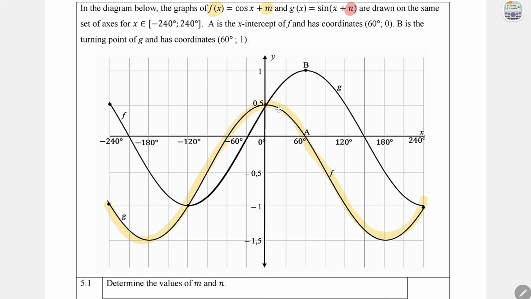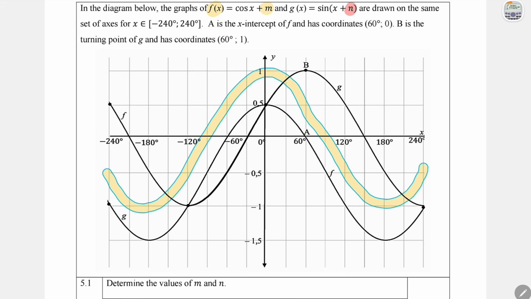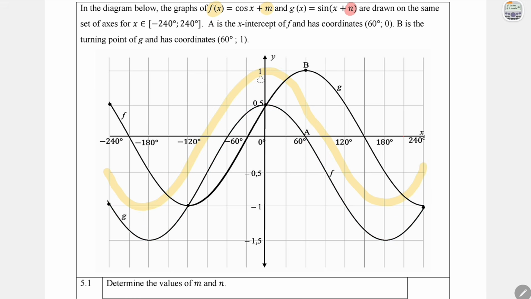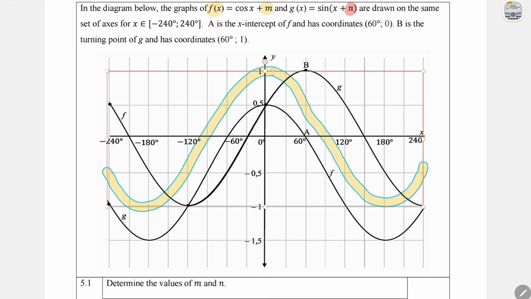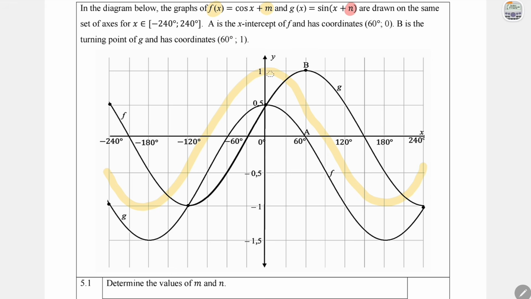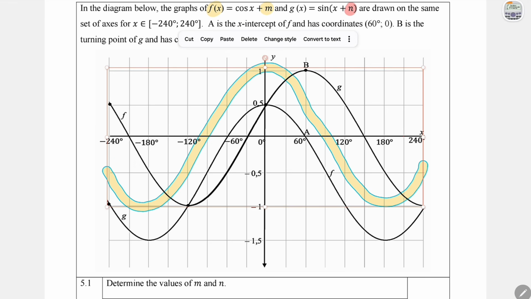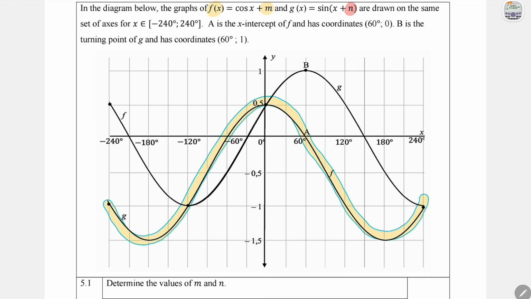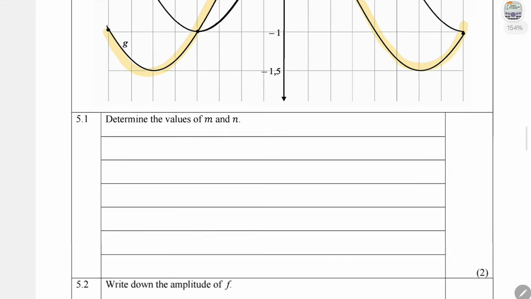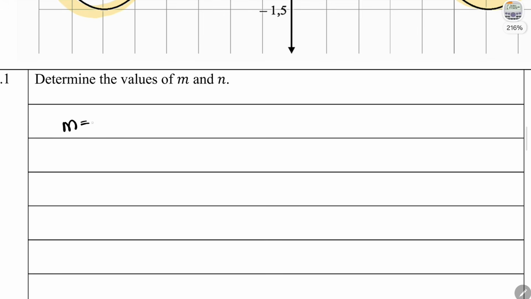What it would have looked like if we shifted it back up is it would have been here with a maximum at 1. And when you take it from this point and shift it down to a half, you see that we must have shifted it down by a half unit. And that would mean that m is actually, because it's moving down, negative a half, because it has to go down by a half unit. So m equals negative a half. And let's look at what n is.